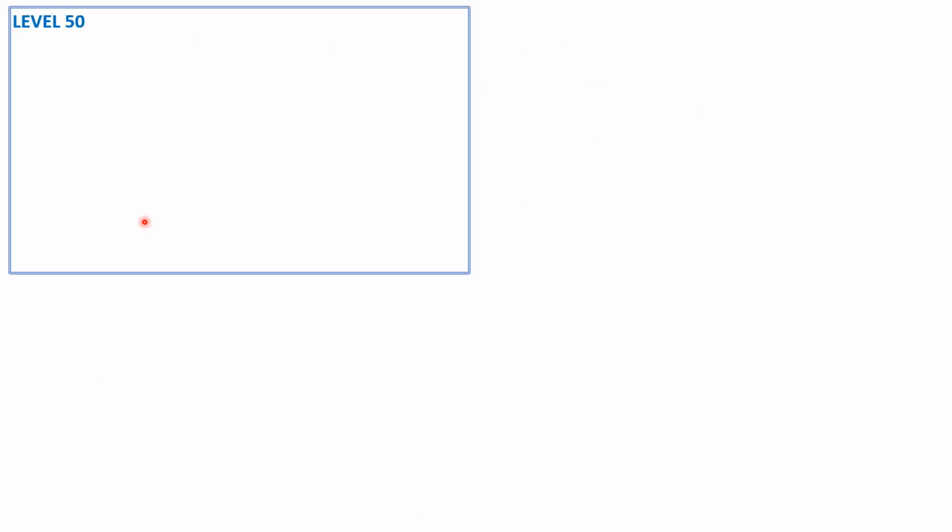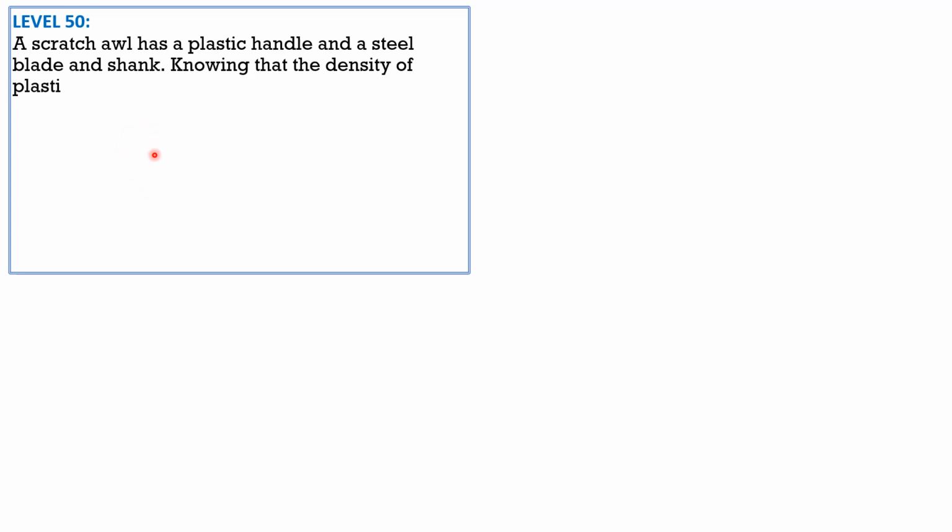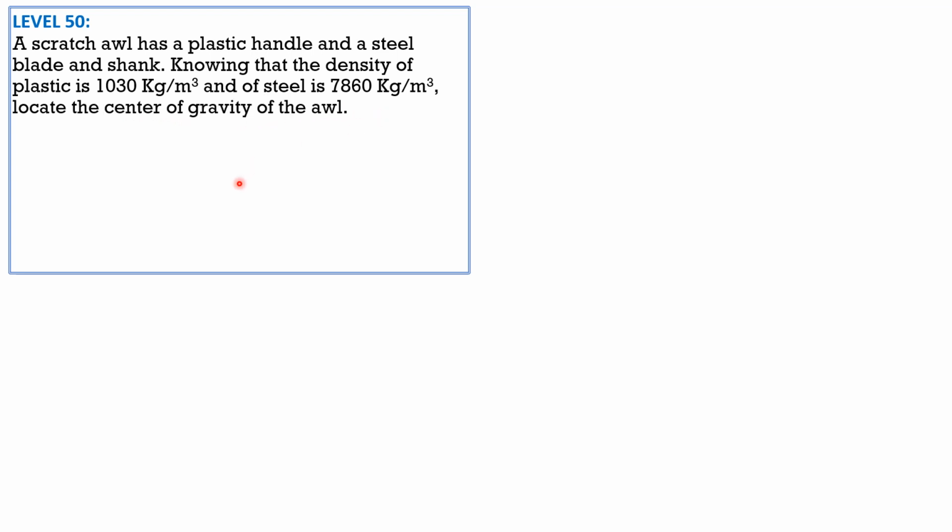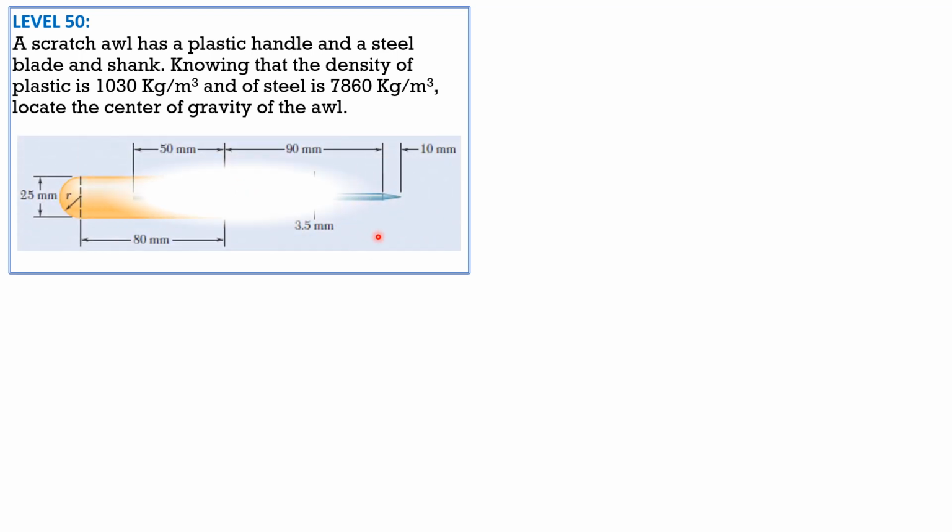Level 50. A scratch awl has a plastic handle and a steel blade and shank. Knowing that the density of plastic is 1030 kg per cubic meter and of steel 7860 kg per cubic meter, locate the center of gravity of the awl. So this is the figure, and let's consider the leftmost end here as the reference for locating the center of gravity of this awl.